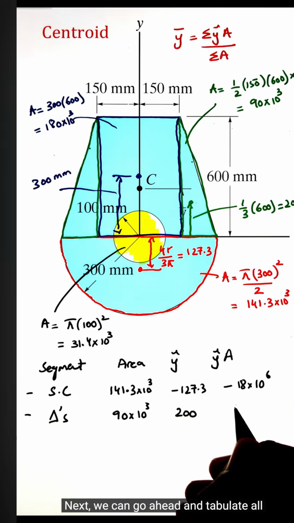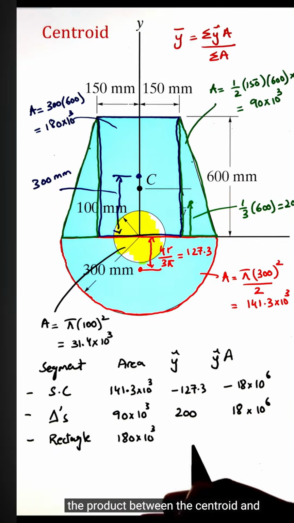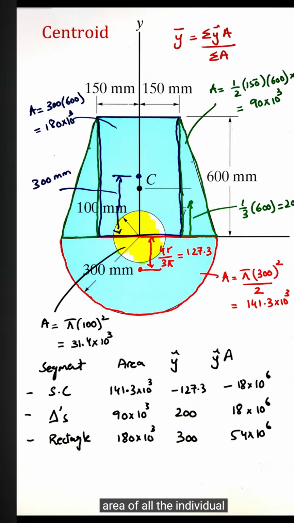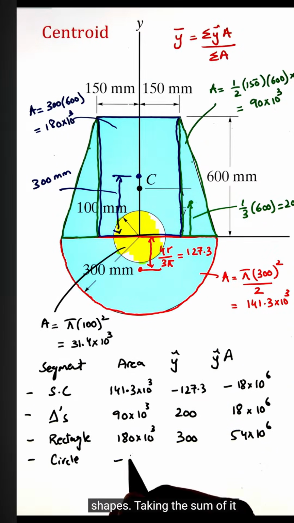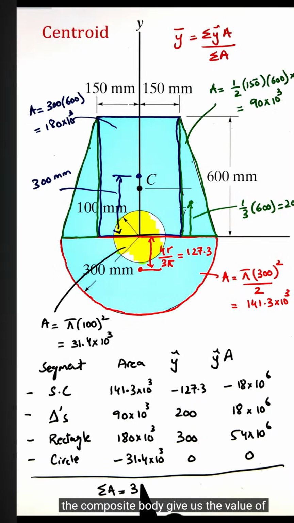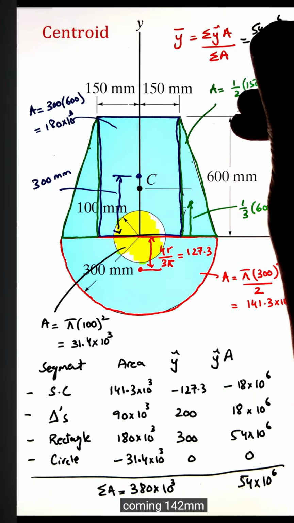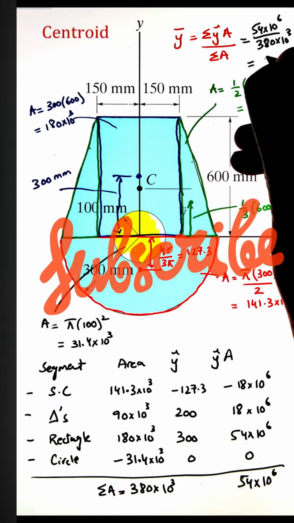Next, we can go ahead and tabulate all of this information and figure out the product between the centroid and area of all the individual shapes. Taking the sum of it and dividing it by the total area of the composite body gives us the value of the centroid, which is coming 142 millimeter in this case.